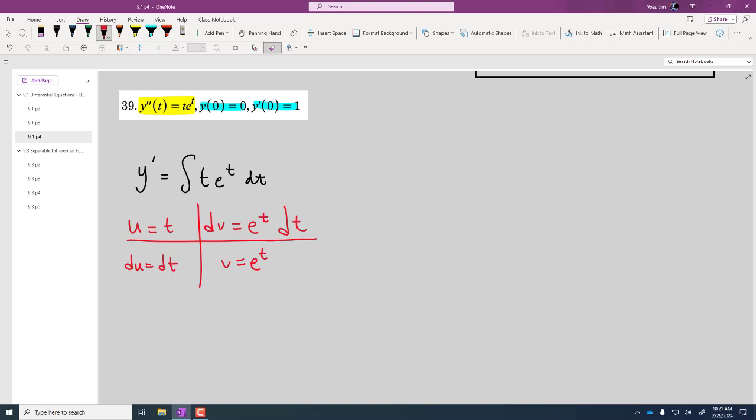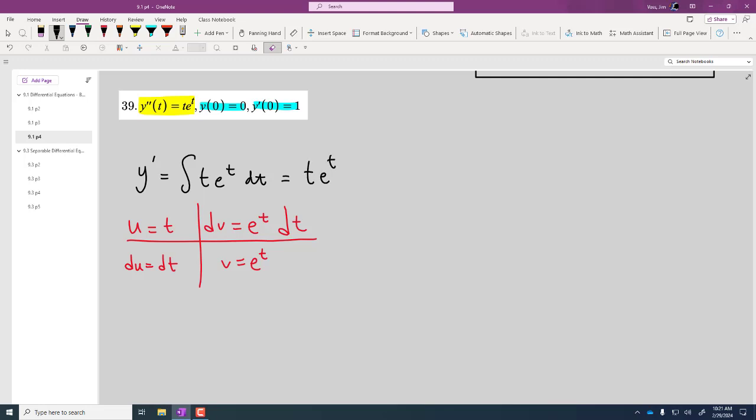Hopefully that wasn't too crazy. The logic here, which goes where? The most complex thing that you can easily integrate is e to the t. And you put the t over there, and when you differentiate, the t goes away, which simplifies the subsequent integral. You get e to the 0 is 1, right? Plus c1. So 1 is equal to 0 minus 1 plus c1.